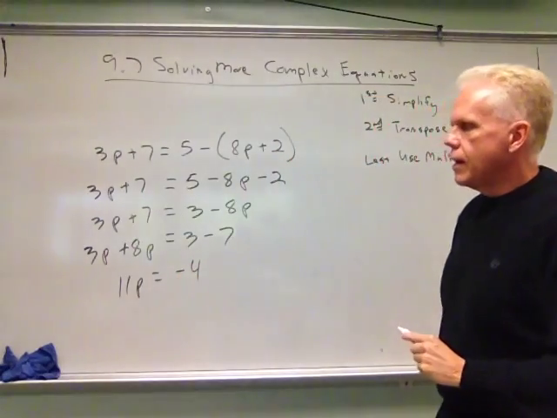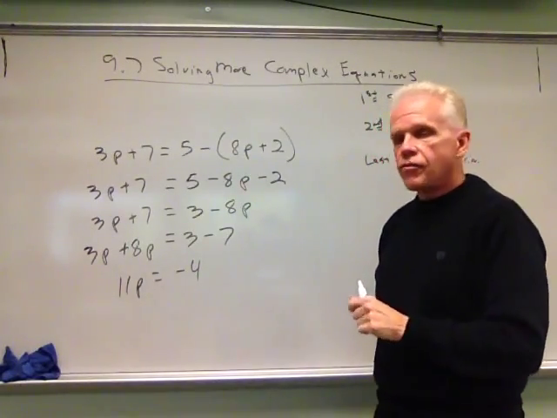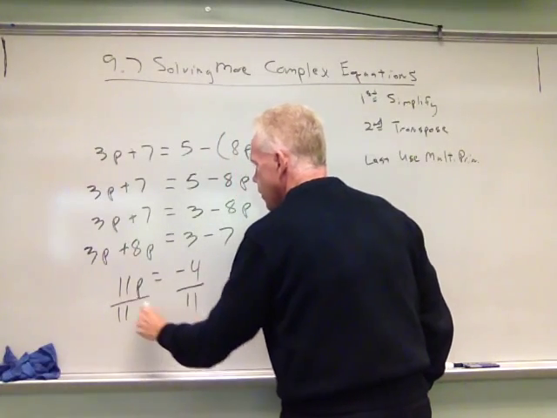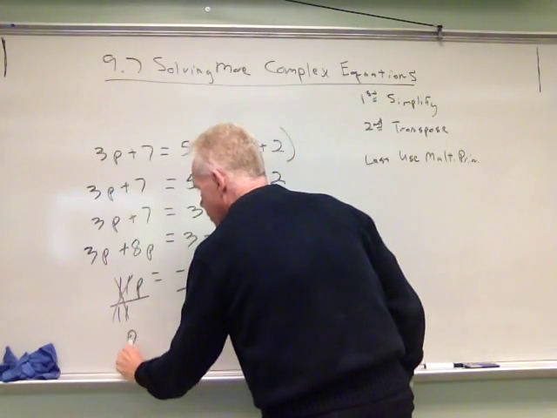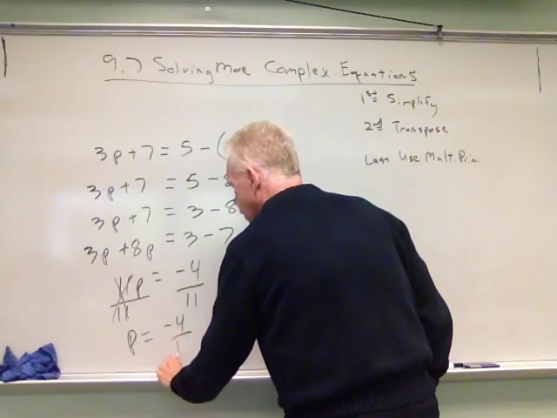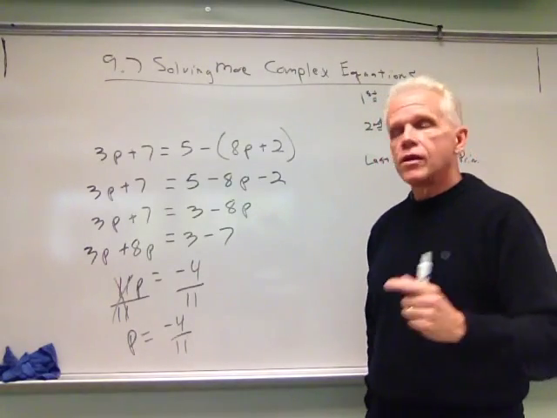All right, and so finally our last step here, third step, is to use the multiplication principle. Divide this by 11, divide this by 11, cancel, cancel. P equals negative 4/11ths. Strange answer, but a correct answer, a good answer.